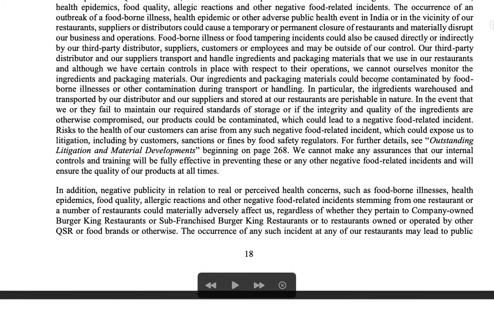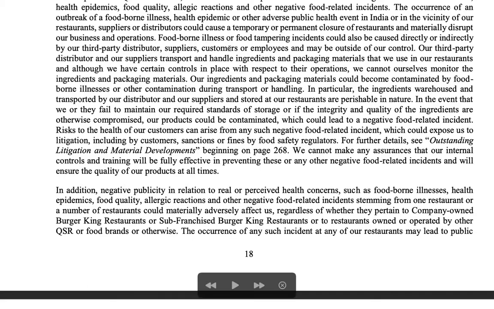As it is, our third-party distributors and our suppliers transport and handle ingredients. And although we have certain controls in place, we cannot ourselves monitor the ingredients and packaging material. So, for example, let's say on a particular day, one food server or somebody who's working at a Burger King restaurant contracts a highly contagious airborne respiratory illness and continues to work because he's not showing any symptoms. That could affect the customers in the restaurant. It could affect other employees in the restaurant as well.